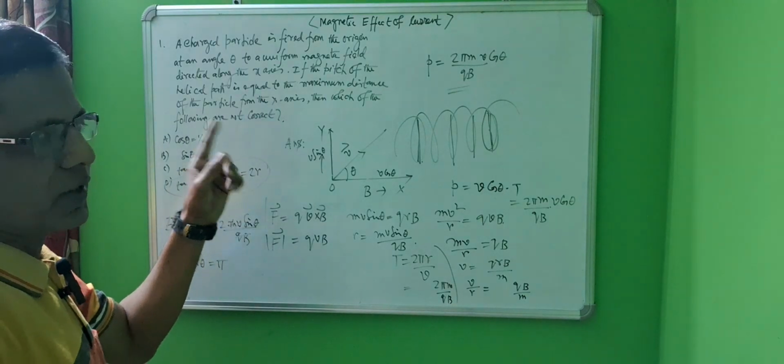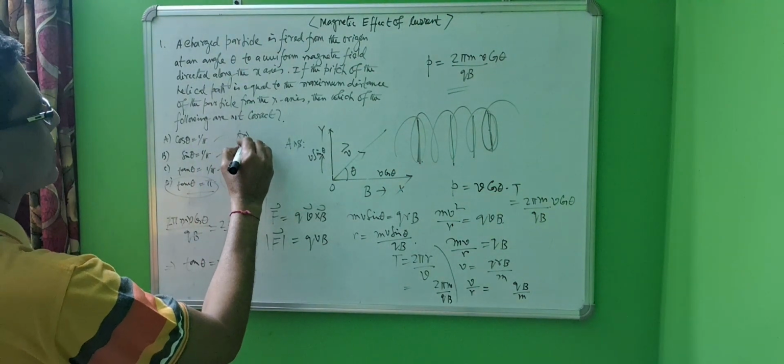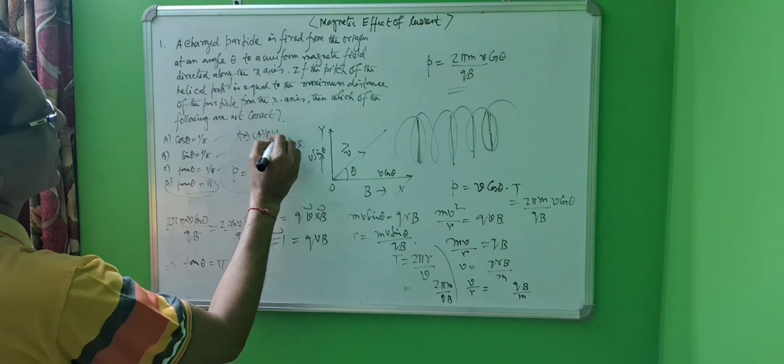And the question said the incorrect answers to be mentioned here. So A, B, C are the answers. So answers A, B and C.